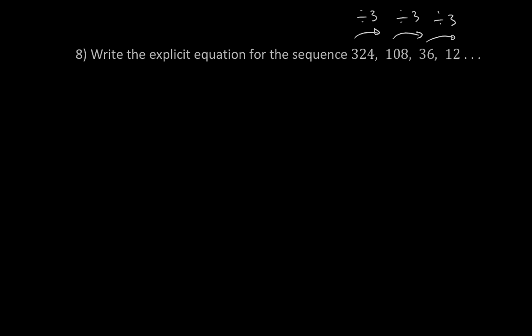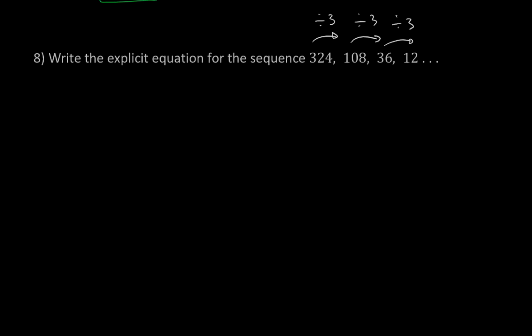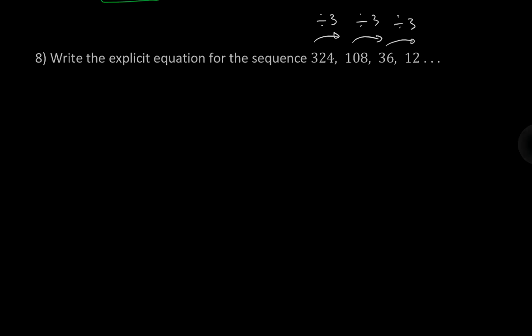And I don't like showing this as multiplication or division by 1/3, so I would choose to write this as multiplying by 1/3 each time. So as we move forward, we're multiplying by 1/3 in the sequence. Now, in order to write the explicit equation, I'm going to need to know what my 0th term is. So 324 is the first term, but the term that would precede that, the 0th term, I'm going to get by just taking 324 and multiplying that by 3, and I get 972.